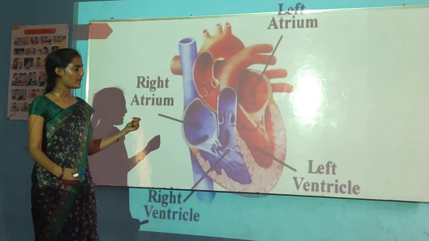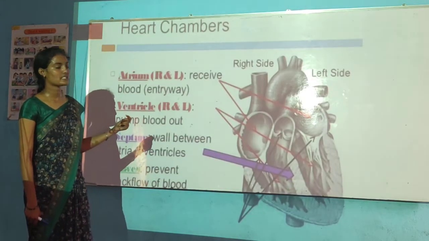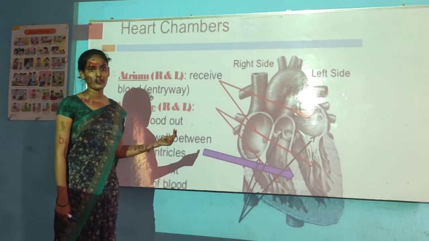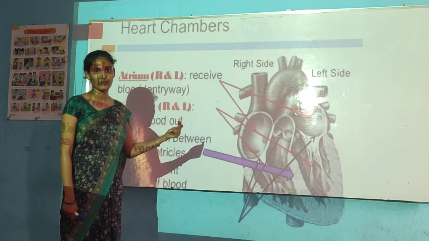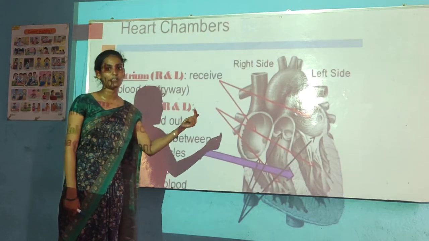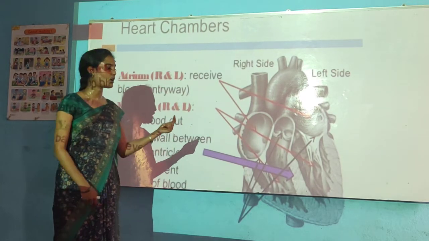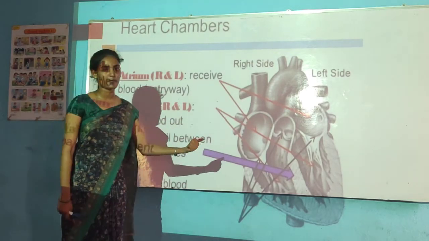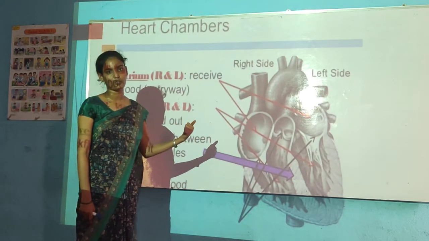The atria and ventricles are separated by a septum, because deoxygenated blood flows on the right side of the heart and oxygenated blood flows on the left side of the heart. To stop the mixing of oxygenated and deoxygenated blood, there is a septum. We call it the atrioventricular septum.